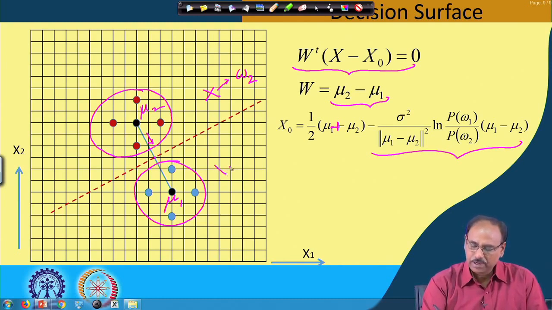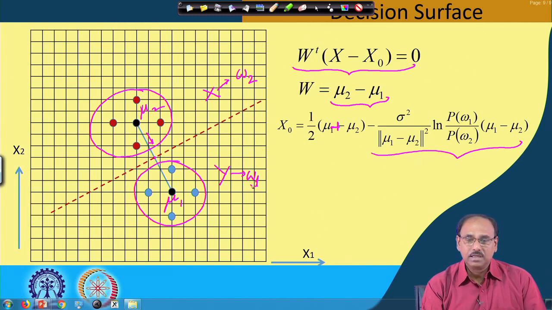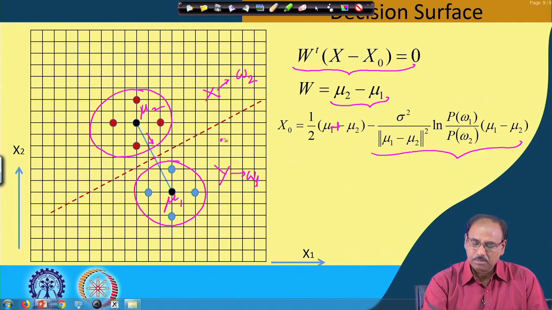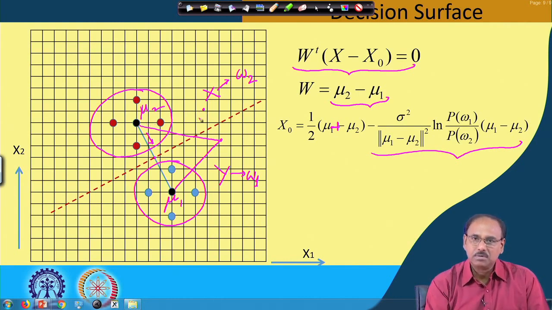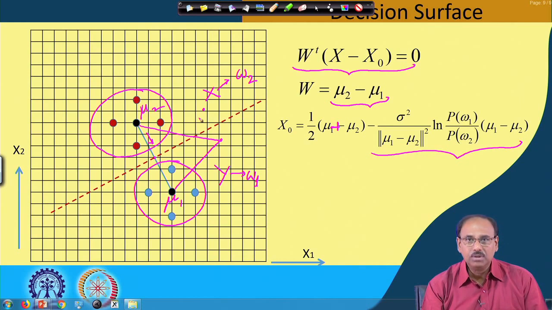Whereas, if I have an unknown vector y falling on this side of the boundary, this unknown vector will be classified to class omega 1. And as it is very clear from here, the kind of classification rule that we have is nothing but a minimum distance classification rule, because for any point on this side of the boundary, its distance from mu 1 will be less than its distance from mu 2. Similarly, for any point on this side of the boundary, its distance from mu 2 will be less than its distance from mu 1. So, the kind of classification rule that you have is a minimum distance classification.